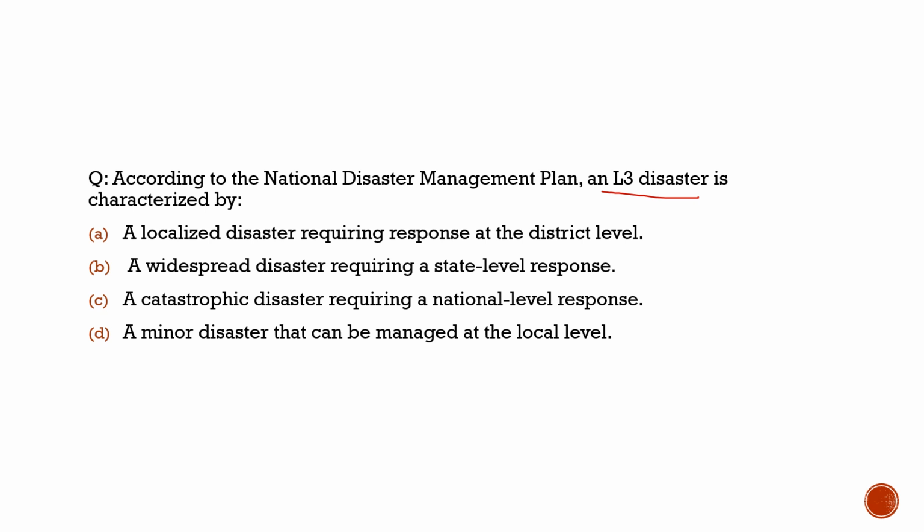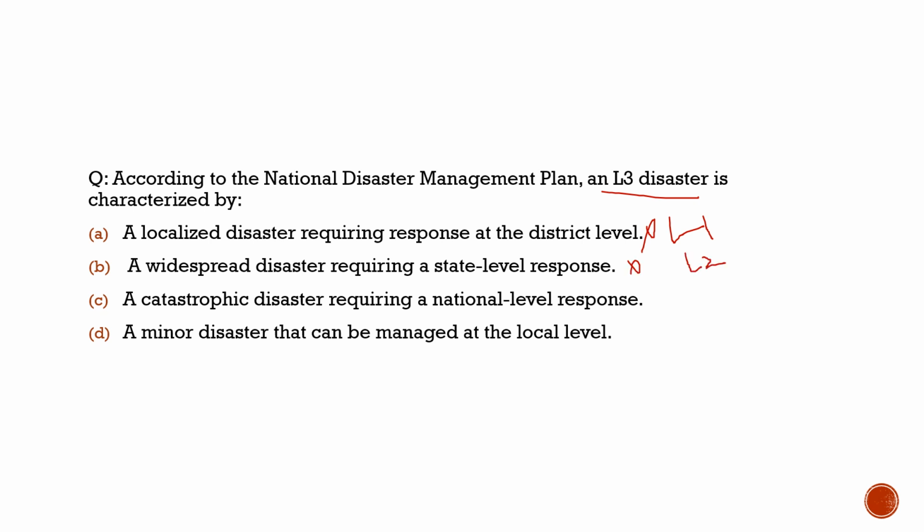First statement, a localized disaster requiring response at the district level. It is totally incorrect. If it would have been a localized disaster requiring response at the district level, then it would have been L1 disaster. Option B, a widespread disaster requiring state level response. It is also incorrect. A state level response is needed in L2 disaster.